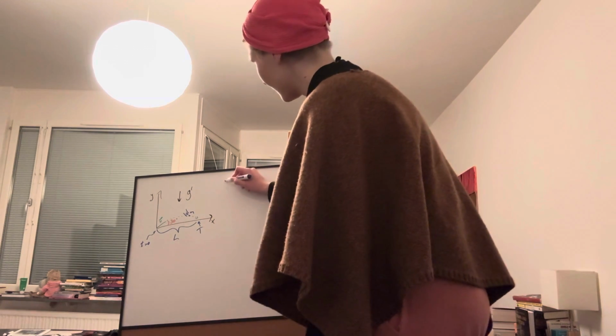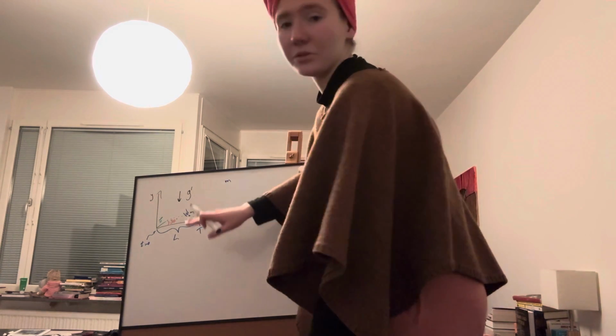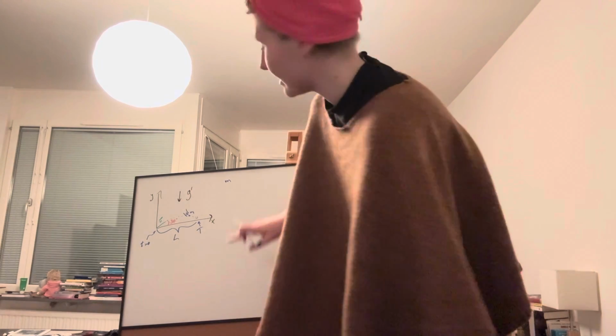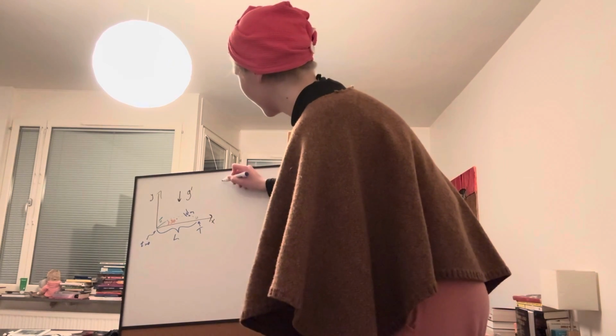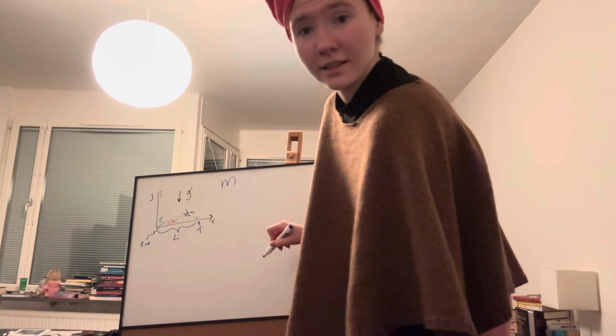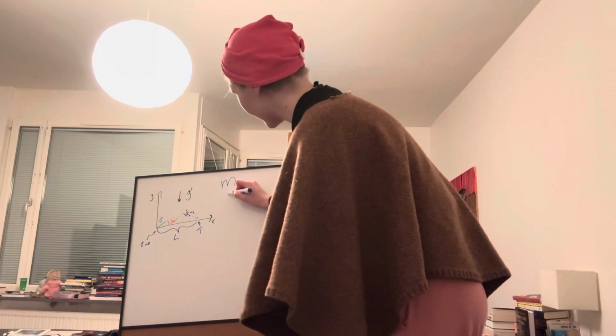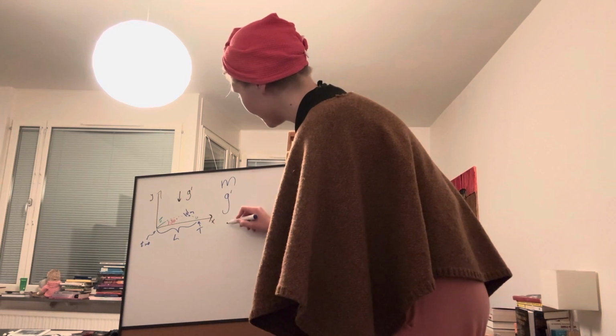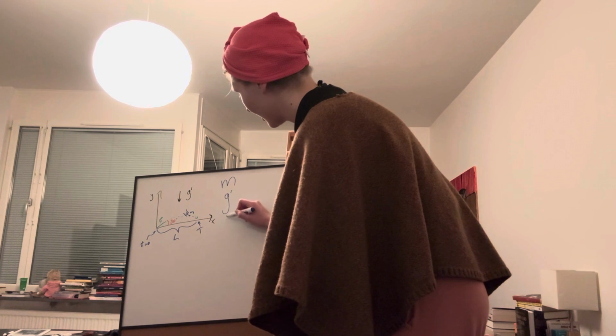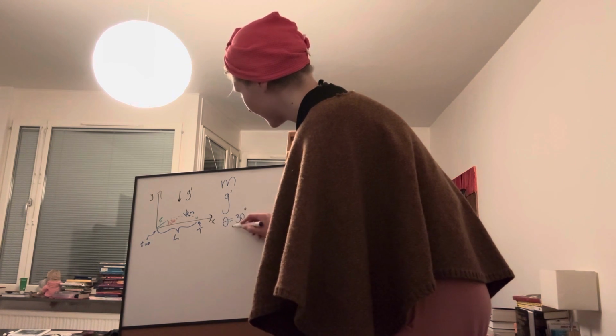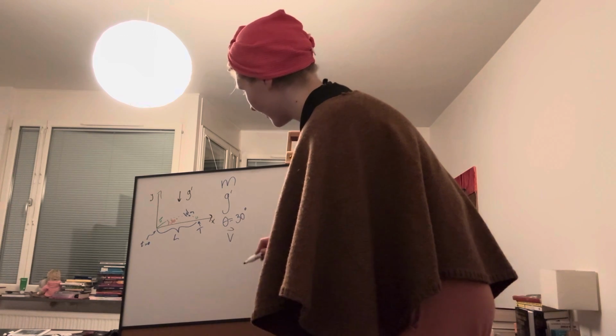I would write everything, but it would be the same size, so I can just write it bigger. Okay, so we have the givens: the mass, gravity g, theta, which is 30 degrees, and then a velocity.